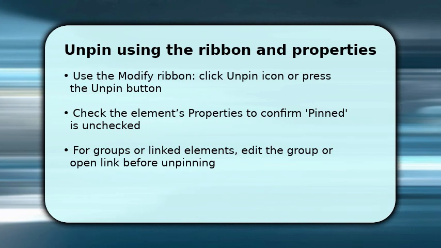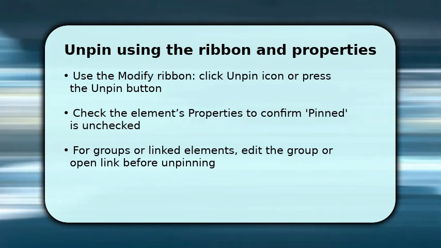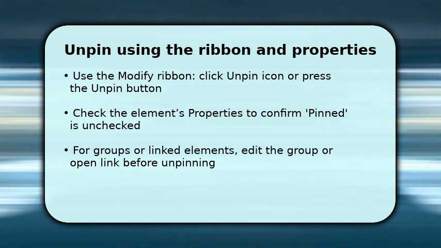For groups and linked models, first edit group or open link so Revit recognizes the element context, then unpin. This avoids creating detached geometry or unexpected constraints. Doing it this way prevents accidental deletions.